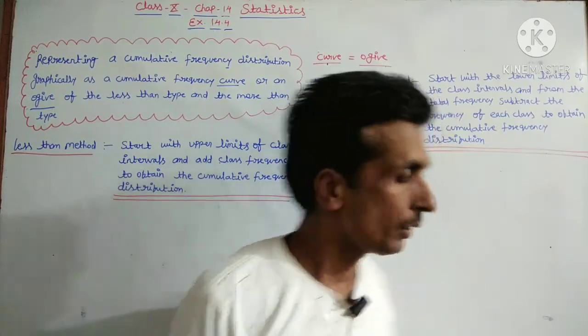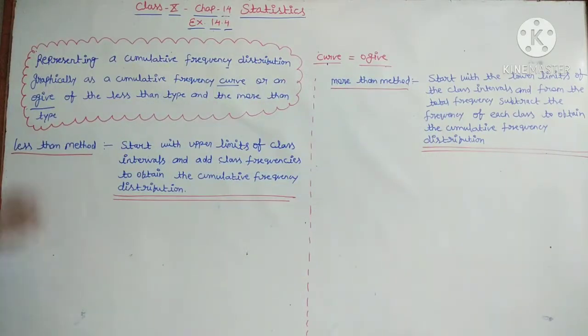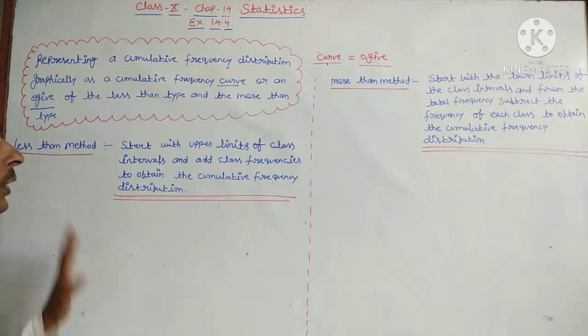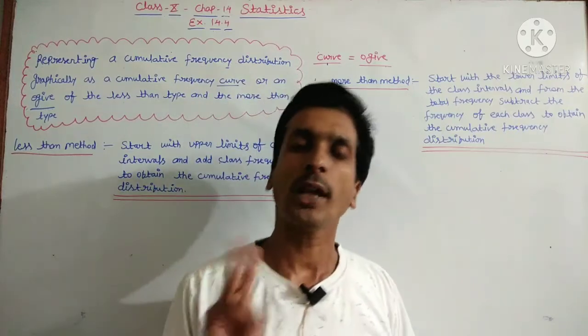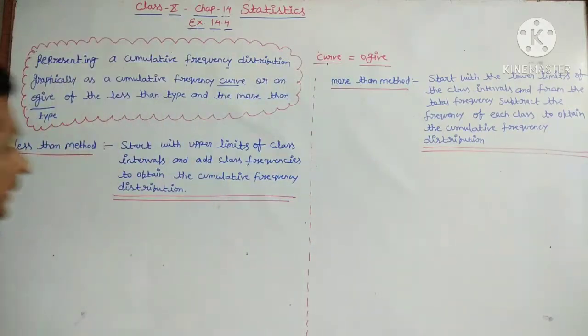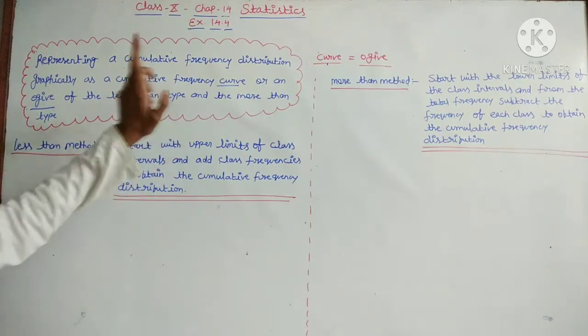You can see, here one thing is representing a cumulative frequency distribution graphically as a cumulative frequency curve or an ogive of the less than type and the more than type. Here it is written, you have to represent the coordinates graphically. There are two types of things you can talk about here. First one is less than type and the more than type.